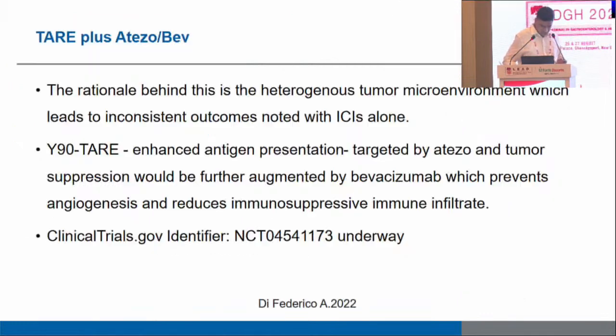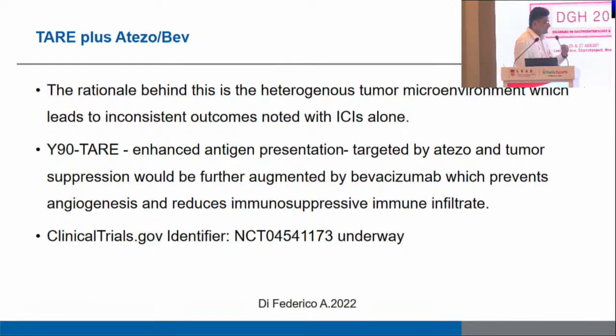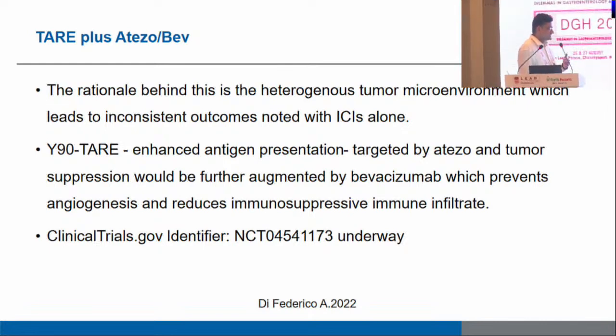Similar to what we noted, the pooled progression-free survival is 7.44 months in the viral group versus 5.5 months, which was similar. So for this patient we did TARE, and there have been studies showing that with TARE plus atezolizumab, because when you do TARE there is increased enhancement of the presentation of the antigens, and we give atezolizumab, the tumor suppression is much better. Probably we may end up in transplant as well. This is the RCT which is underway.